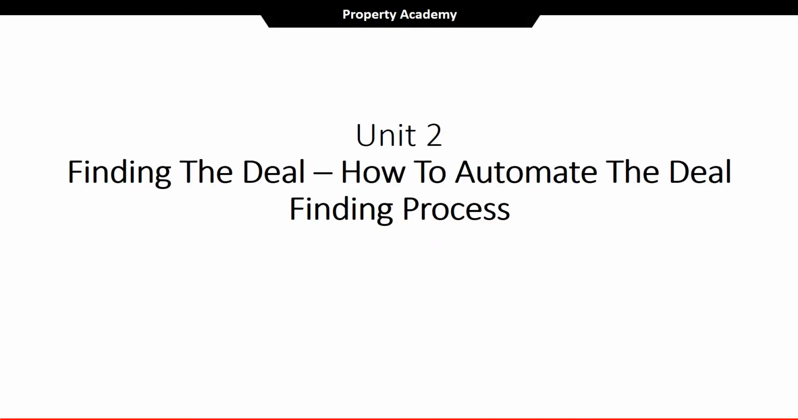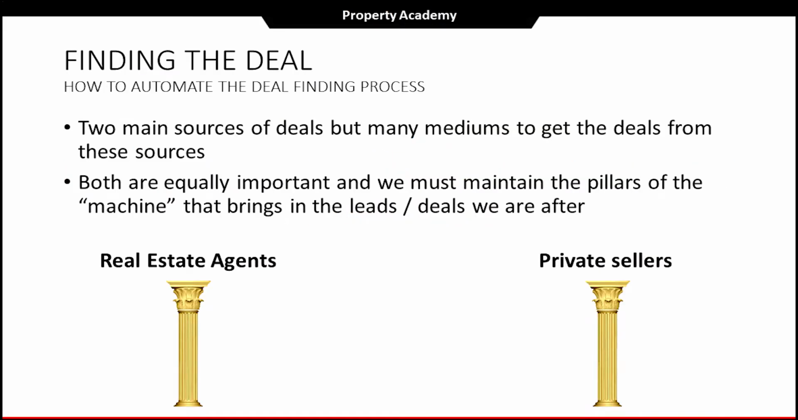Unit 2, we're going to be talking about how you go about actually finding the deal and how to actually automate the deal finding process. So guys, we've just covered how to de-risk the deal, and now we're on to the next section, which is a lot more exciting, and we're going to be covering the subject of finding the deal and how we can actually automate the deal finding process.